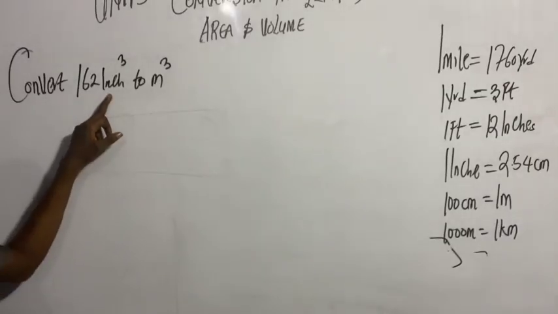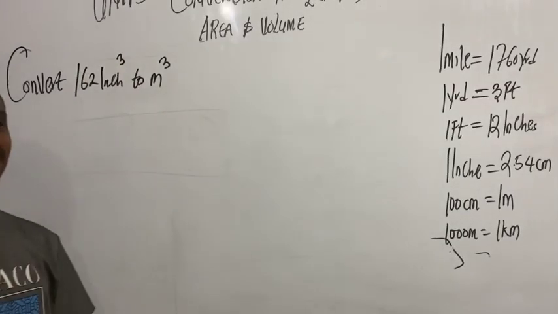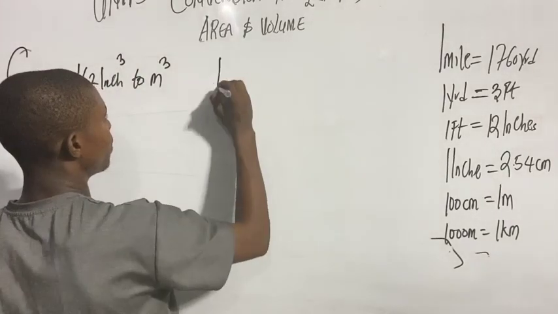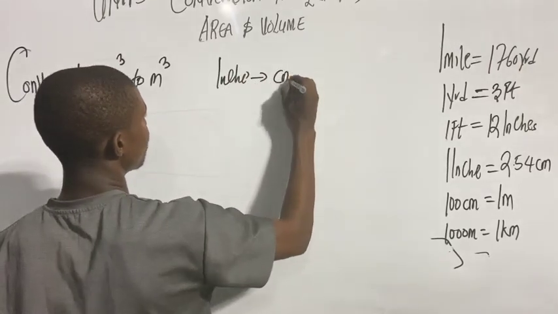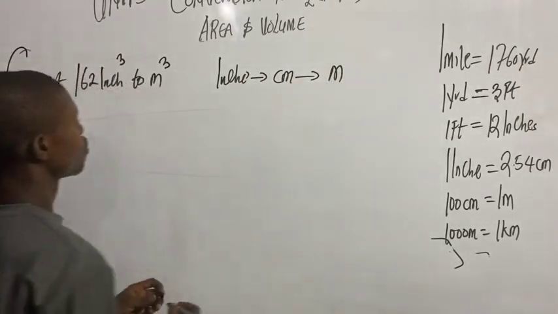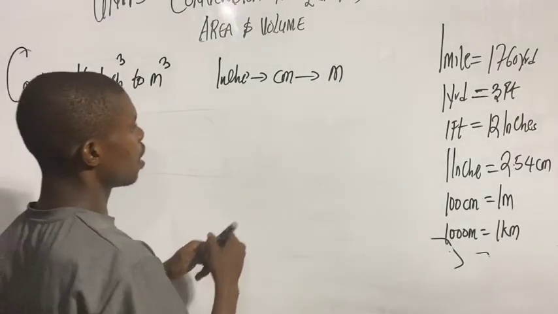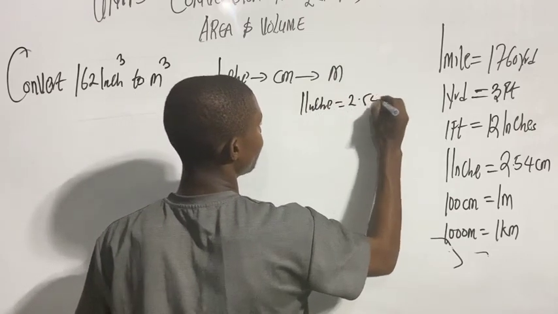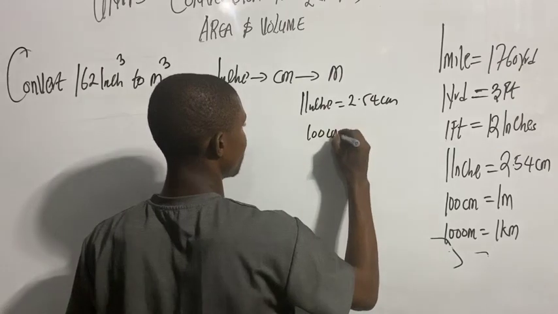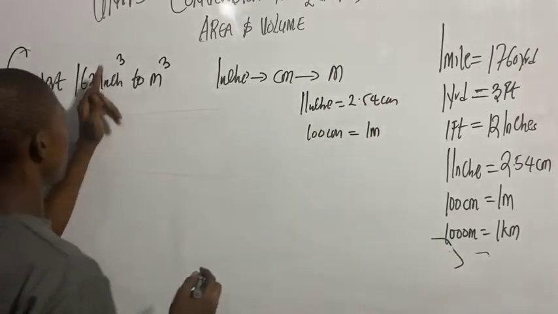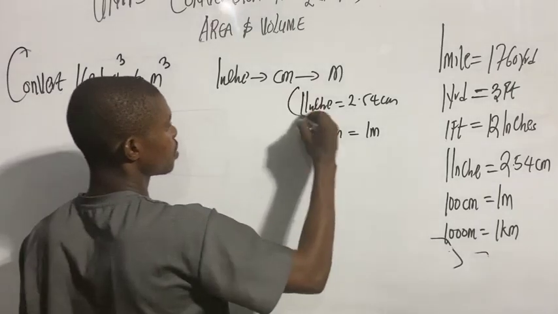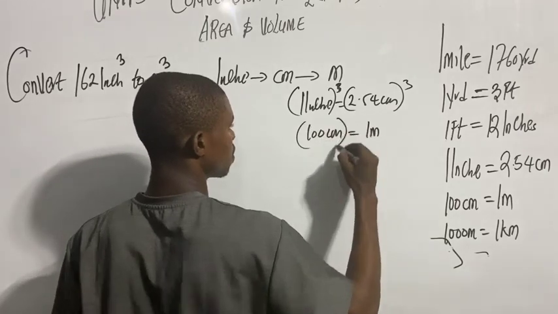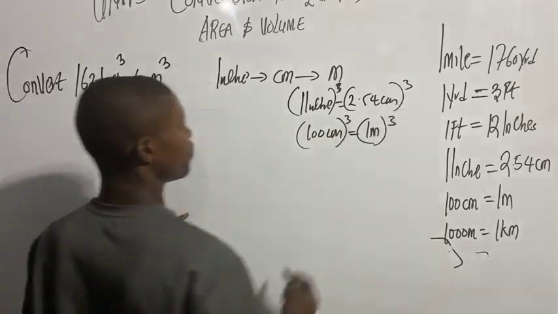Let's convert 162 inch cube to meter cube. It's the same thing we have done. The only thing we have introduced here is the cube. Remember, I'm going to go from inch to centimeter, and then from centimeter to meter, right? So what relationships am I going to use? I'm going to use 1 inch equals 2.54 centimeter, and 100 centimeter equals 1 meter. Now because there's a cube here, I want to cube it. I'm introducing only the cube. Do you understand?